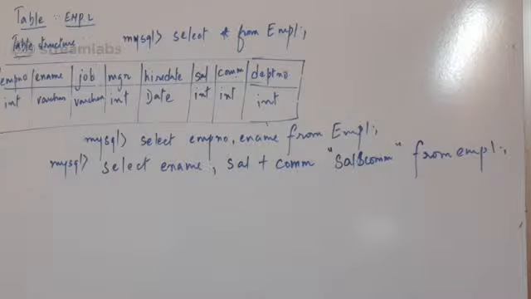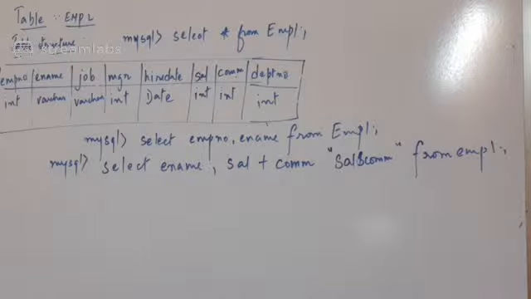Now, what is our fourth question? It is: write a query to display employee name, salary and department number of those who are not getting commission from table EMPL. So we need to focus on employee name, salary and department number.